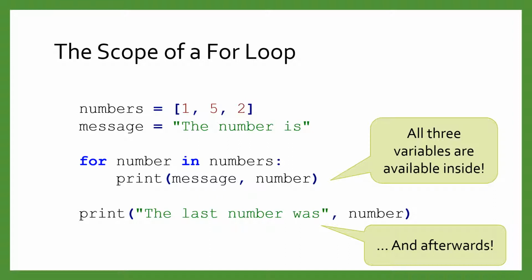Unlike functions, for loops do not have their own scope. Variables defined outside of a for loop can be used inside the loop body. The iteration variable can be used after the loop has finished. Nothing special has to be done with regards to scope in loops.